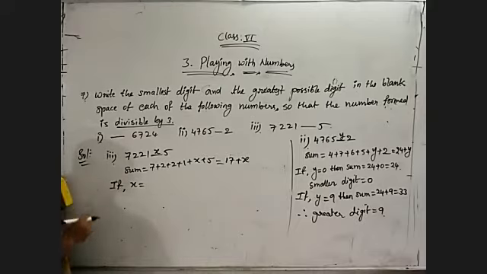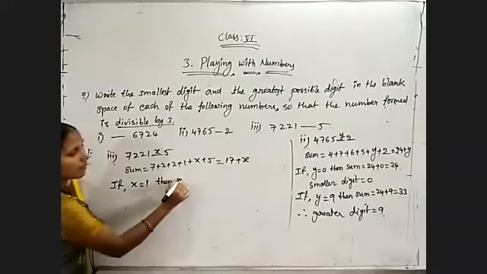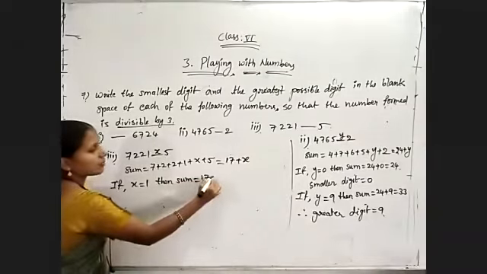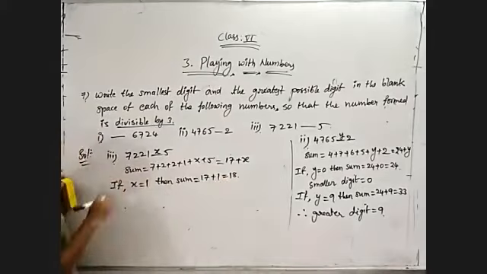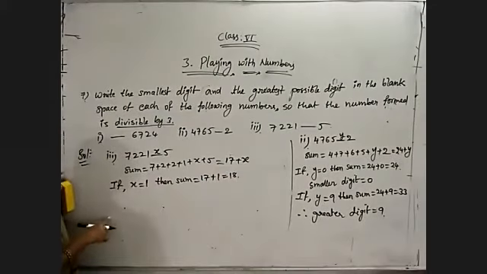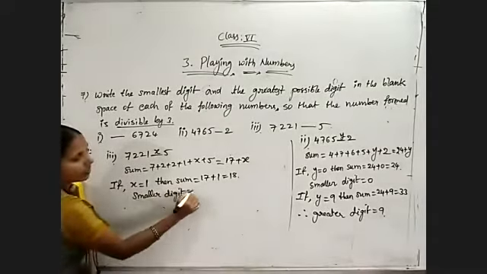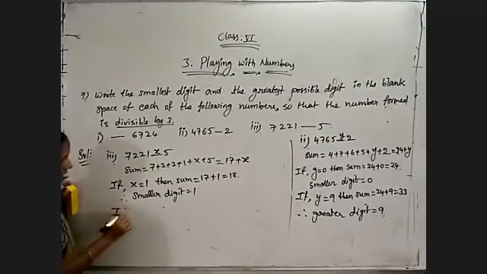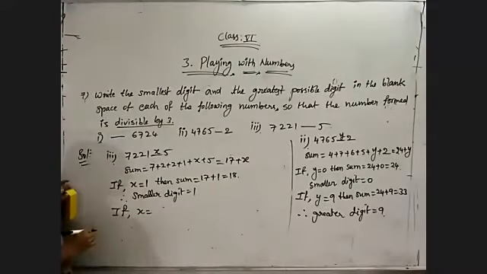So if I take x value 1, then 17 plus 1 is equal to 18. That means if x is equal to 1, then the sum will be 17 plus 1, so 17 plus 1 is equal to 18. 18 is a multiple of 3. 18 we get in the 3 table. That means the smaller possible digit is equal to 1. And coming to the greater digit, if x is equal to 9, 17 plus 9, I will get 26.